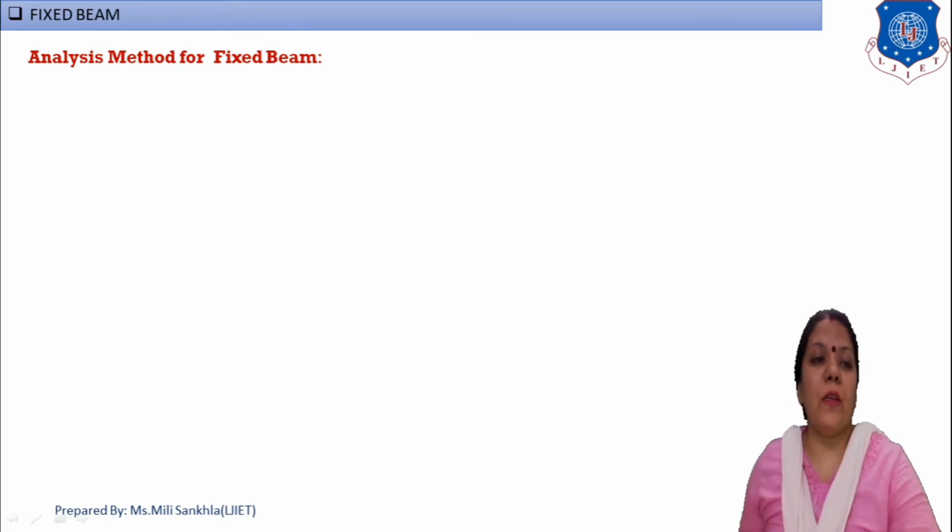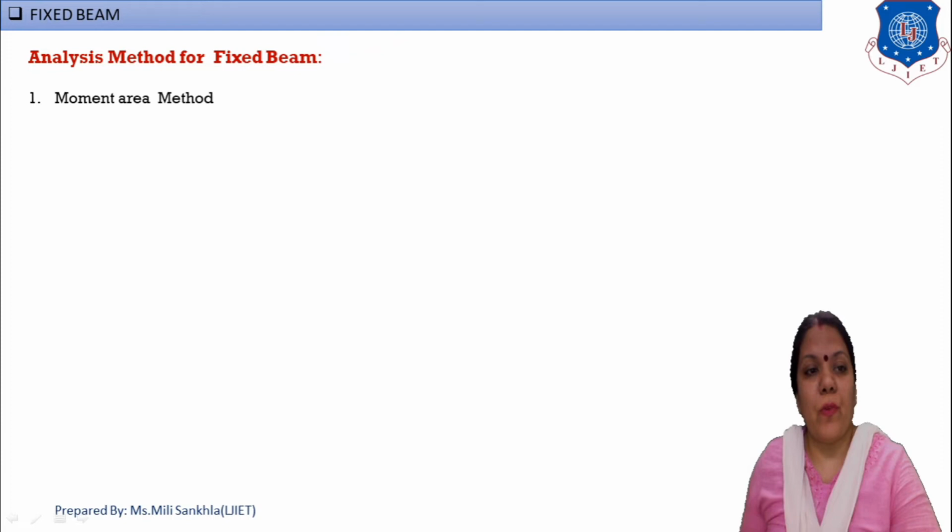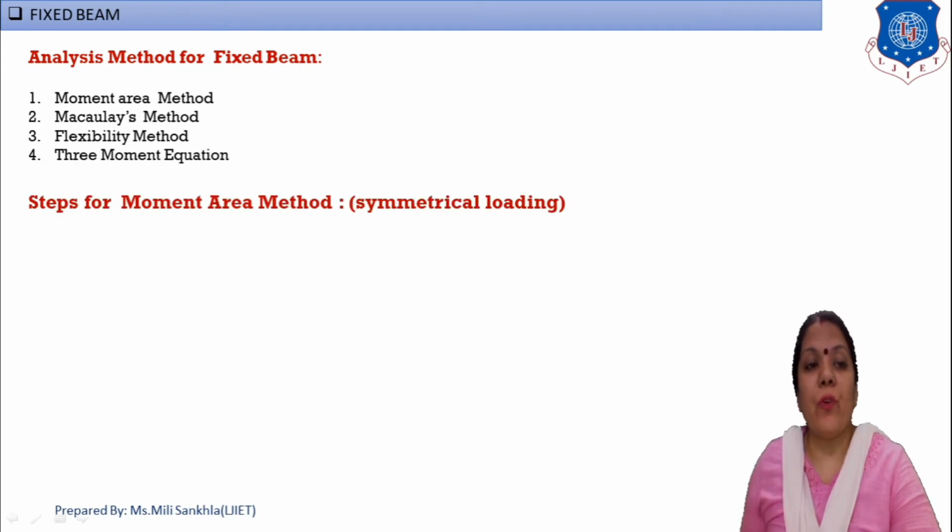Okay, now we discuss the analysis methods for a fixed beam. There are many methods for analysis of a fixed beam. Our first method is the moment area method, second is Macaulay's method, third is the flexibility method, and fourth is the three moment equation.